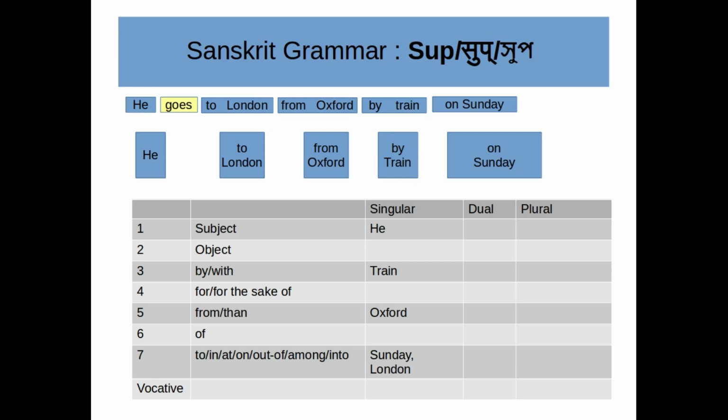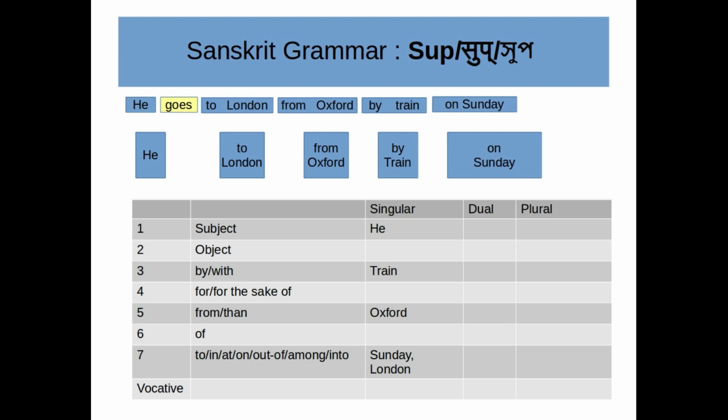If the subject is singular, then the subject will have prathama vibhakti and singular form. If it is dual, it would have prathama vibhakti dual form, and if it is plural, then it would have prathama vibhakti plural form. There are 7 such vibhaktis. For object, we use Dvitiya vibhakti, that is vibhakti number 2.